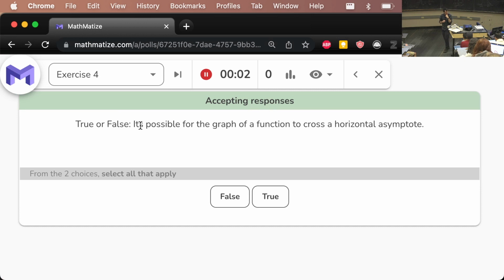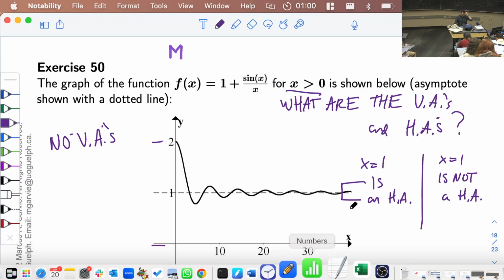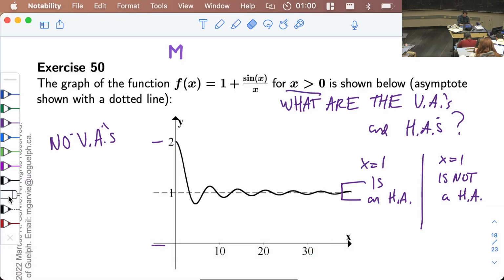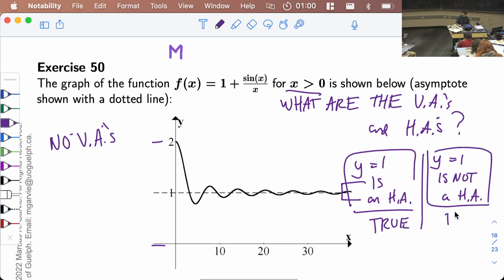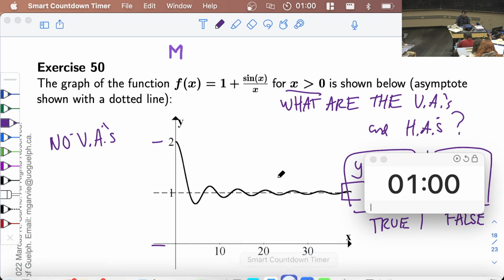True or false? It is possible for the function to cross a horizontal asymptote. So if you select true for this one, it means that you think it is a horizontal asymptote. And if you select false, you think that this is not a horizontal asymptote. So tell me what you think in terms of true and false. It really is the same question as, do you think x equals 1, I wrote x equals 1, but I meant to write y equals 1, is or is not an asymptote. If y equals 1 is, then you are a true person. And if y equals 1 is not, you are a false person for this question. Okay, and I'll give you 1 minute to tell me what you think.